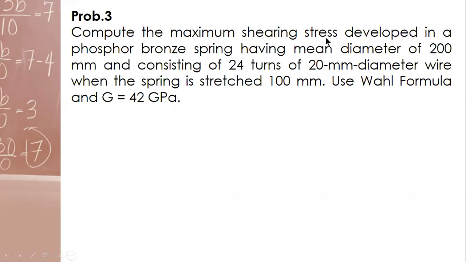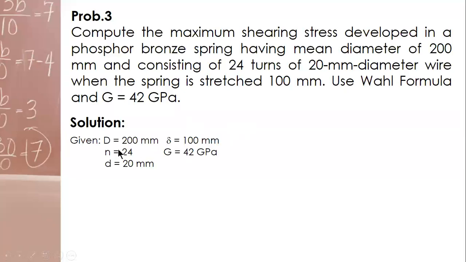Okay, so compute the maximum shearing stress. Kinahanglan ka og P, di ba? So, amo na to given. Mean diameter, so makuha na to ang mean radius ani 100. Number of turns, 24. Diameter sa wire, 20. Given ang elongation, 100. And then G, 42. So, para makuha na to ang shearing stress, need na to ang value sa P. Walay P dire, pero given ang delta. So, we will use this value, substitute sa formula, we can solve for P.